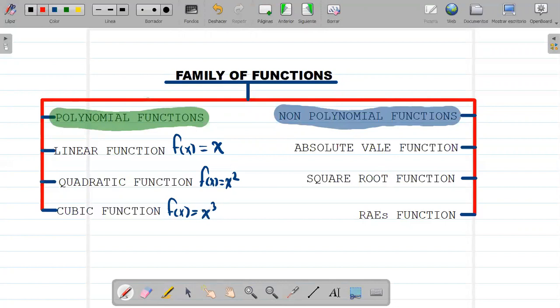What about the other functions we studied? In this case, the absolute value. What's the main characteristic of this one? That you will work with these absolute value bars. Okay, and of course here inside can be a linear expression, a quadratic expression, a cubic expression, no matter, because it will be inside this absolute value bar.